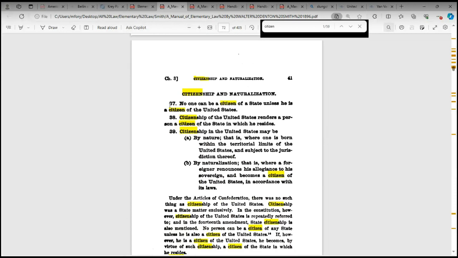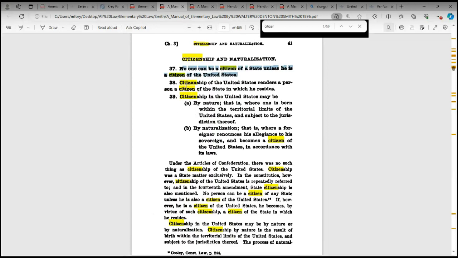They give you bullet points here. No one can be a citizen of a state unless he is a citizen of the United States. This right here, I don't really understand the writer's interpretation of this, because I have for sure read court cases where the citizenship of the United States is based on the condition of being a citizen of a state first. So how he's interpreting this, I do not know.